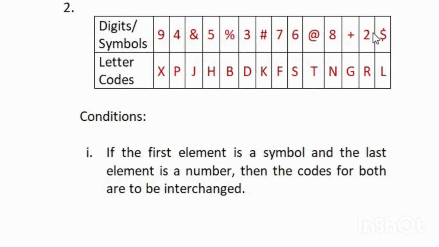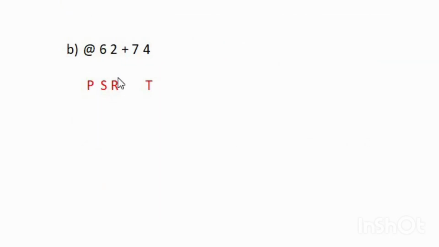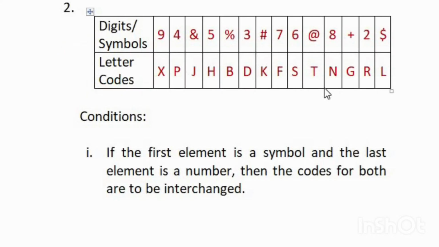Now the next two are numbers 6 and 2. For 6 it is S and for 2 it is R. So 6 can be coded as S and 2 can be coded as R. The next one is a plus followed by the number 7. From the table, plus is coded as G and 7 is F. Like this. So the final answer is P, S, R, G, F, T.